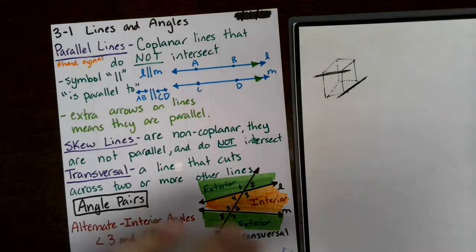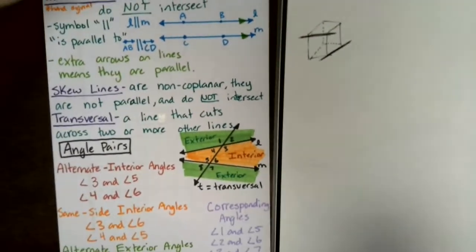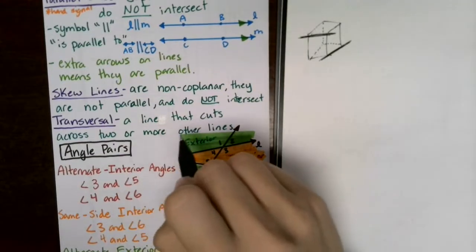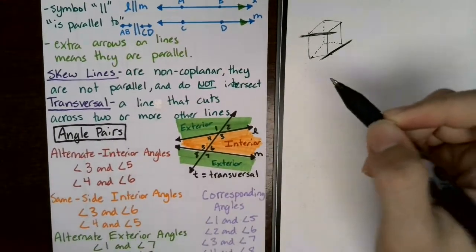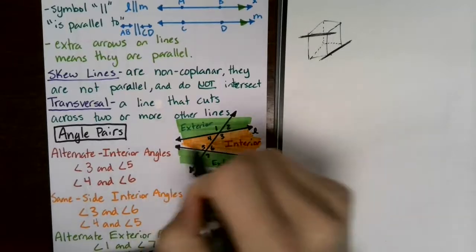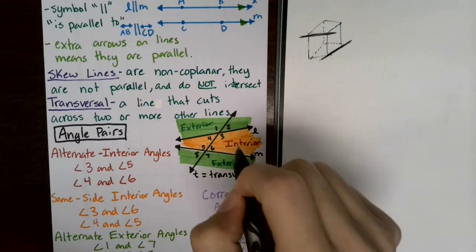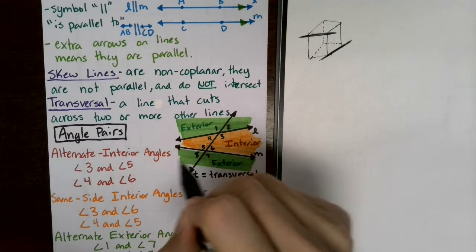Next up, we have a transversal. So a transversal is a line that cuts across two or more other lines. So on here, we have two lines. They don't have to be parallel yet. They'll be parallel in chapter 3-2 and 3-3.